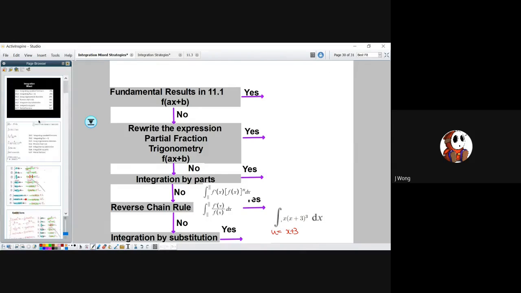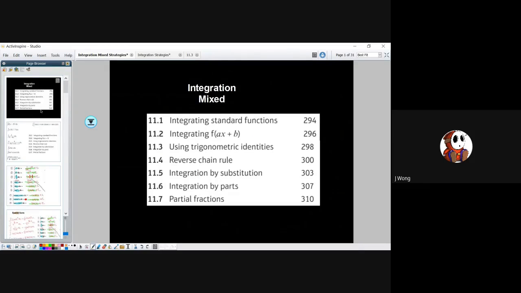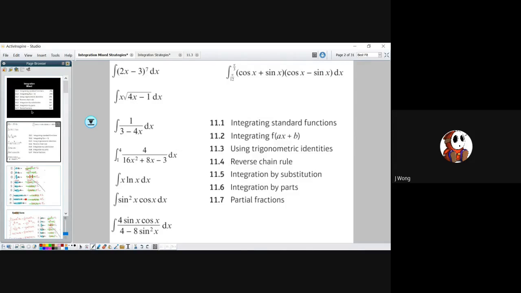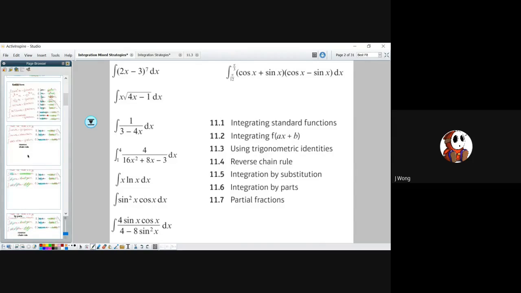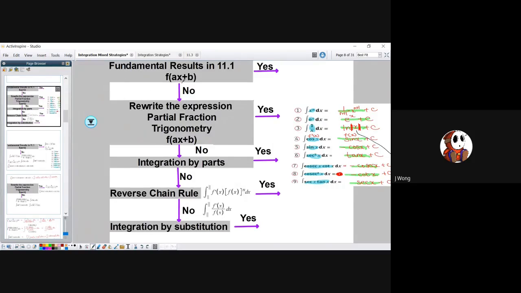So as a wrap up, you will notice that later on when we do applications starting from 11.8, area under the curve, solving differential equations, so to speak, the integrals will be all mashed up. They will be all in different formats, and you need to quickly recognize which way to solve it. That is my take, where you could start from the fundamental results catered with f of x plus b to start approaching those integrals, and then step by step decide which way to use.